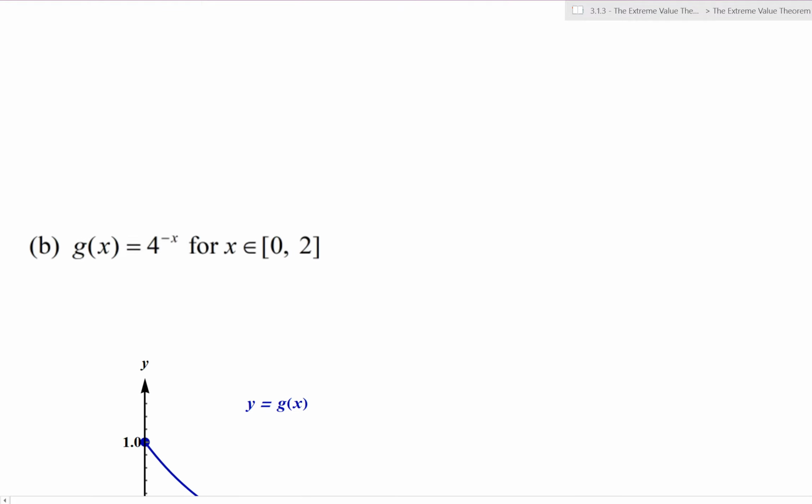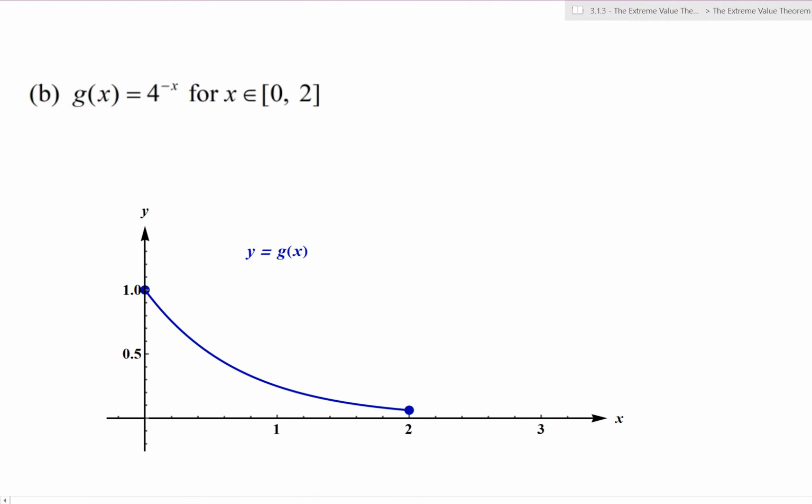All right, here's another function. G of x is 4 to the negative x power, and this time we're restricting the interval of x values to be on the closed interval 0 to 2. We can see the graph given to us right here. One thing to take note of right away, this function does not have any local extrema on this interval. In fact, this function is strictly a decreasing function. It doesn't have any local extrema.